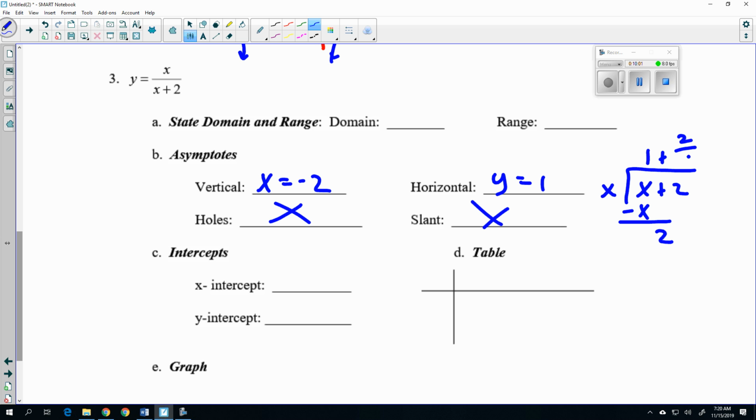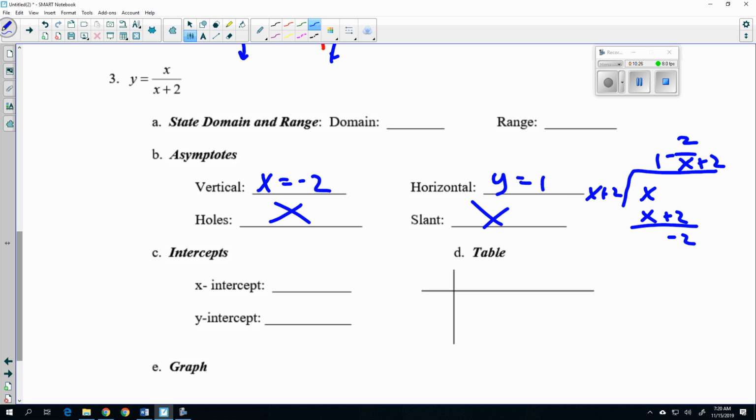2 over, did I do that wrong? Shouldn't this be, can I restart that? No, what goes on the inside? Isn't it x divided by x plus 2? Was I doing that right? I was, wasn't I? So there's my 1. And when I subtract, I get a negative 2 over x plus 2.